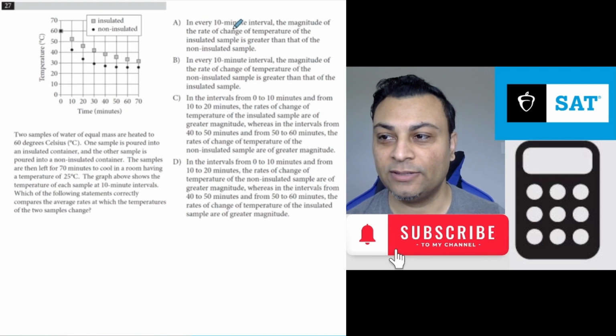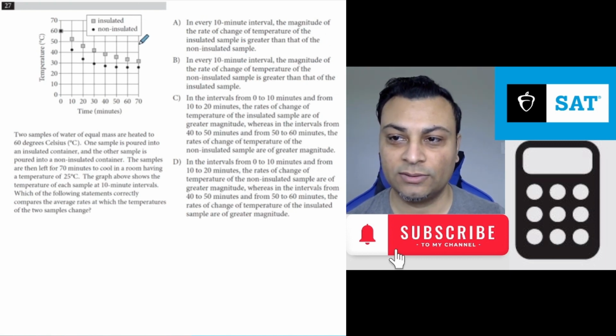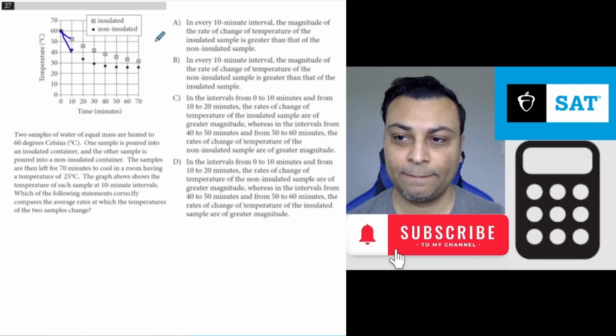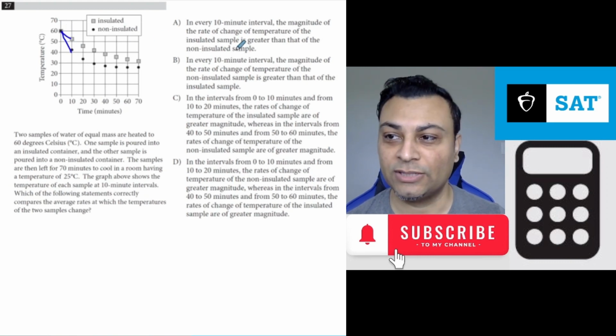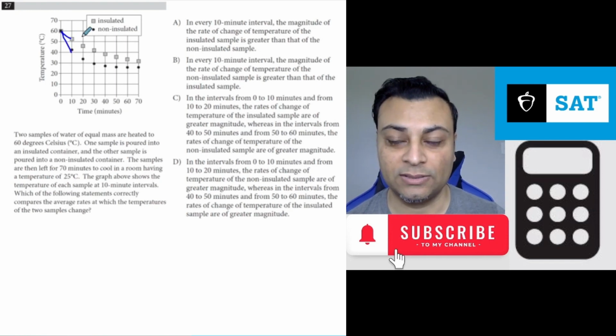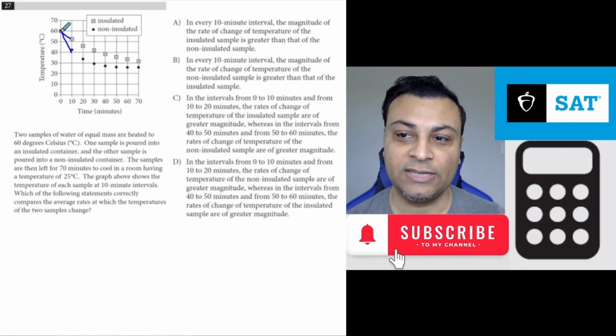In every 10-minute interval, the magnitude of the rate of change of temperature of the insulated is greater than that of the non-insulated. So the insulated one, you can see for the first 10 minutes, the non-insulated dropped way more than the insulated. So this is false right off the bat because they're saying that the insulated one dropped more. Magnitude of the rate of change, they just mean look at the steepness. Don't look at the fact that it's a negative slope. Just look at how steep it is. They're saying that for the insulated sample, these square markers, it's steeper, but it's not steeper. They're saying it's steeper all the time, and that's not true.